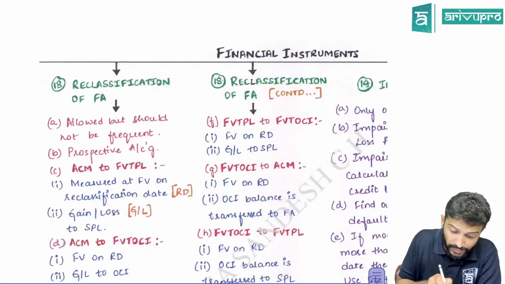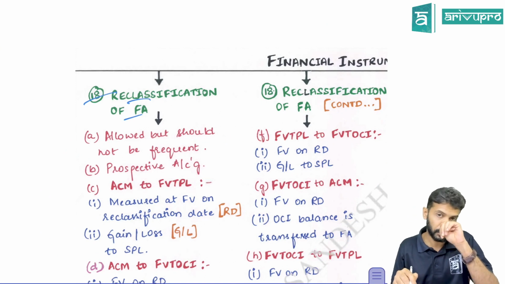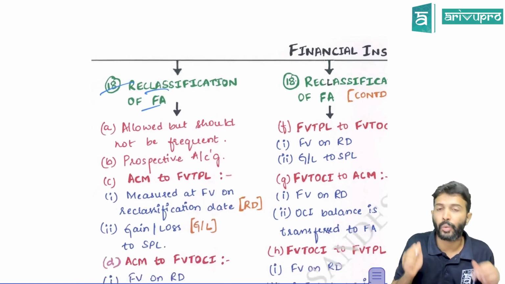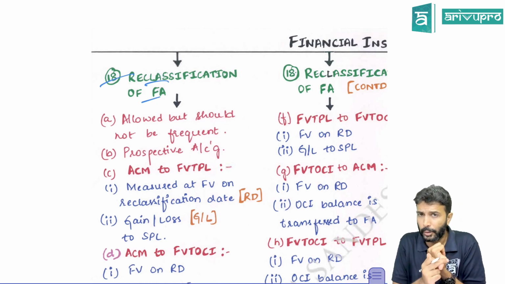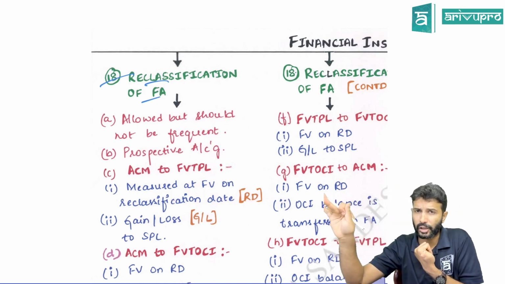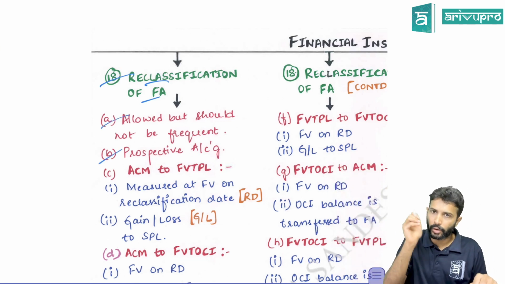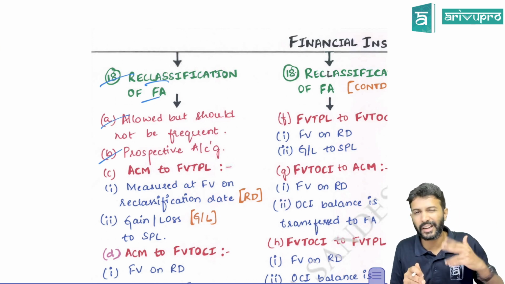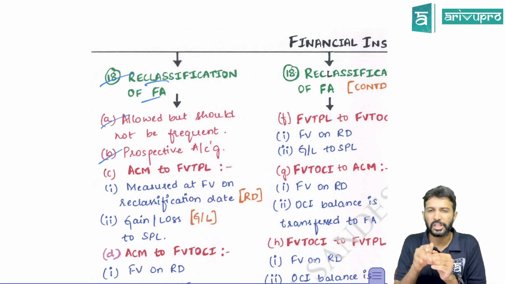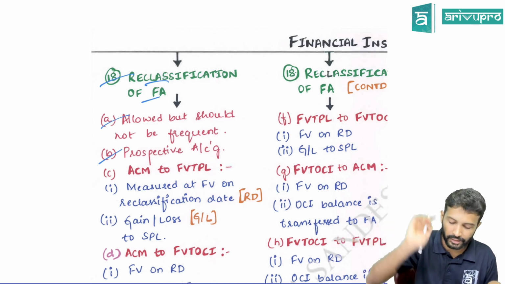Can you reclassify financial assets? Yes, there are 6 particular combinations that are applicable. The one simple thumb rule you have to keep for reclassification is that we use fair value, and whichever category you are jumping to, the gain or loss will be booked to that particular category. But before that, if you want to reclassify, reclassification should be infrequent. Every time you can't do that. It has to be a benchmark. Maybe once in a while, frequently not possible, and it's always done with prospective accounting.